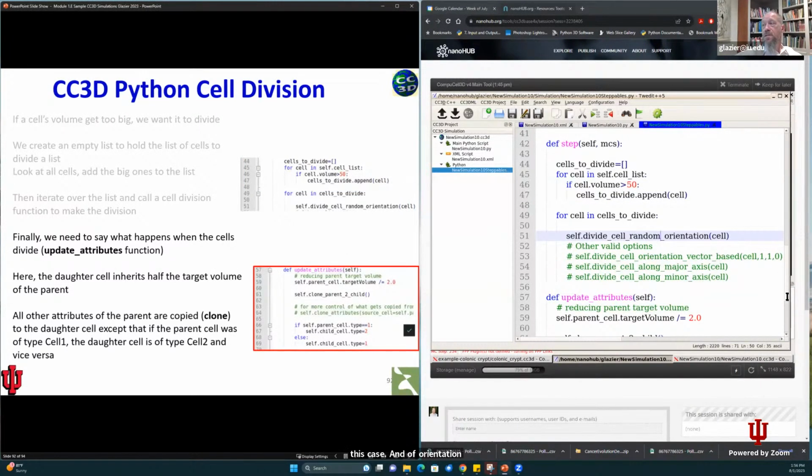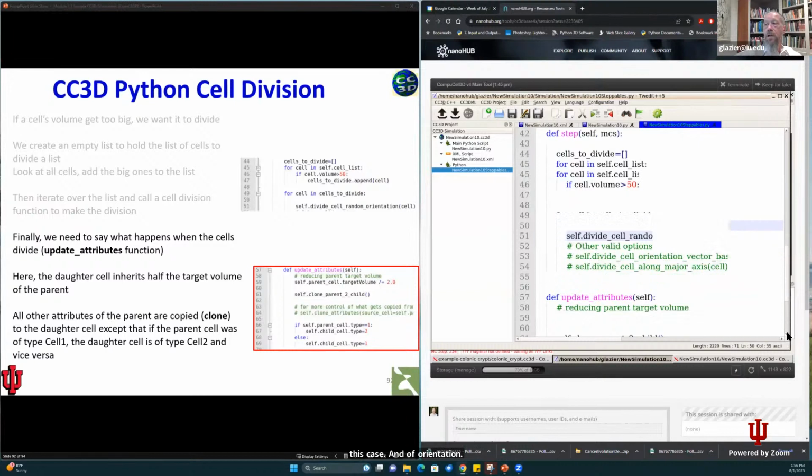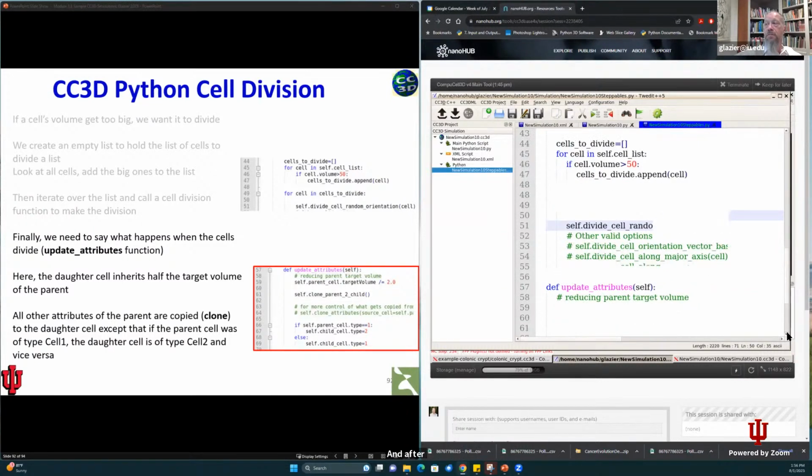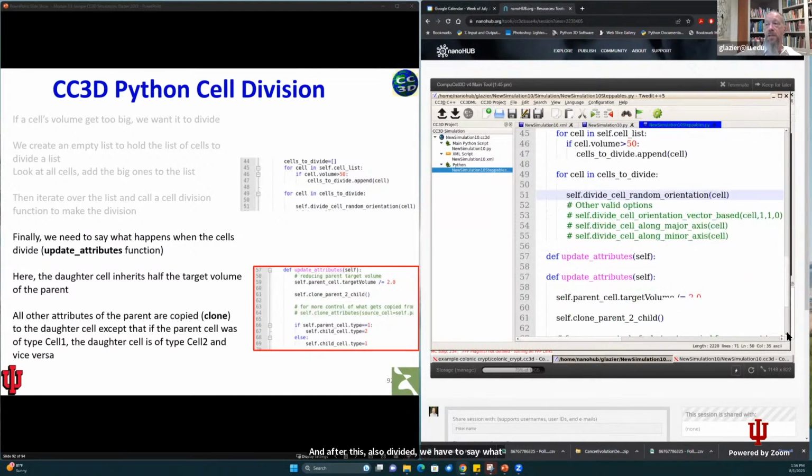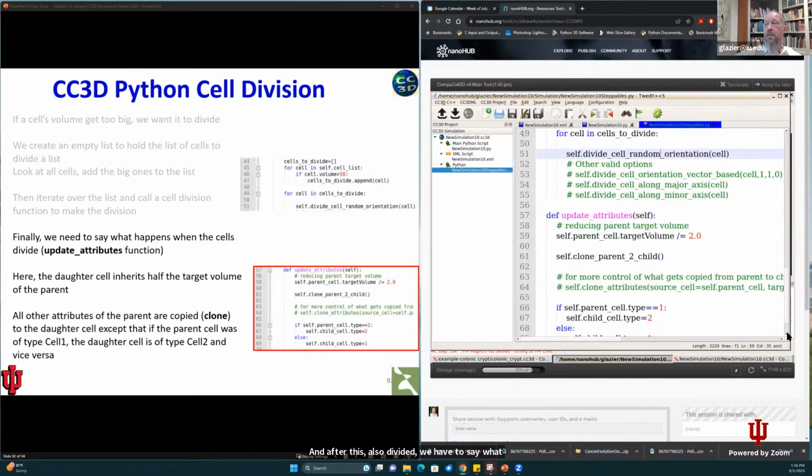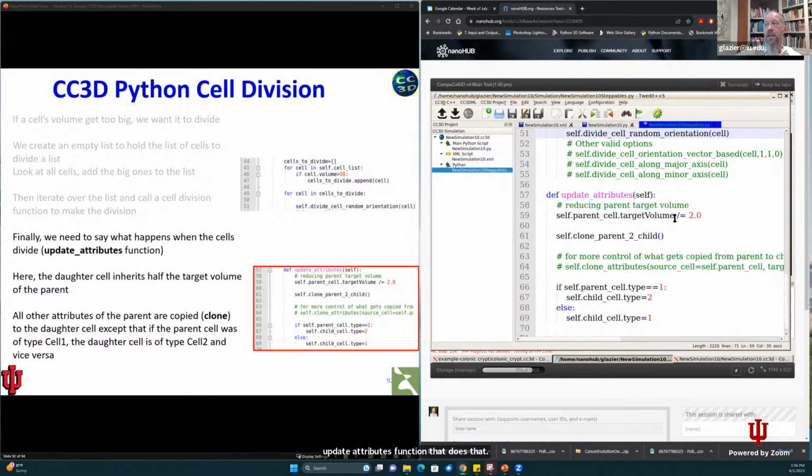And after the cells have divided, we have to say what attributes the daughter cells have. And there's an update attributes function that does that. In this case, we say that half of the volume of each parent cell goes to each child cell, and otherwise the child cells are the same. And then, just to make life complicated, if the parent was of type 1, make the daughter of type 2 and vice versa. And that's what gives us that simulation.